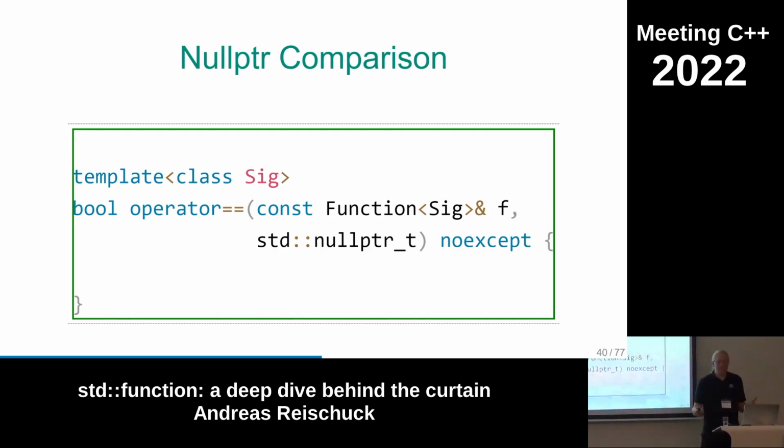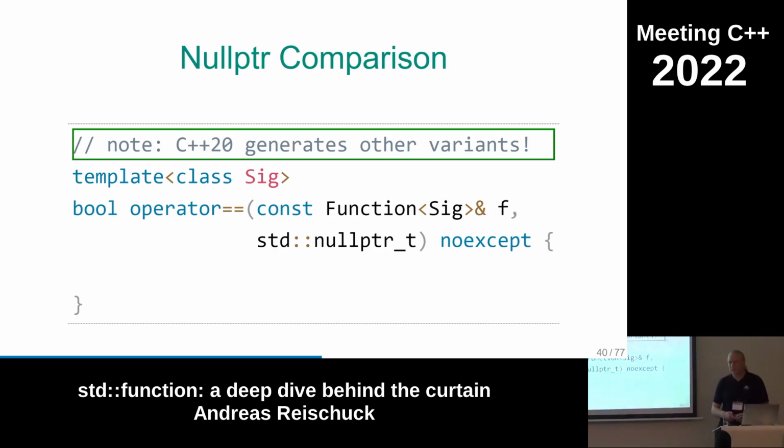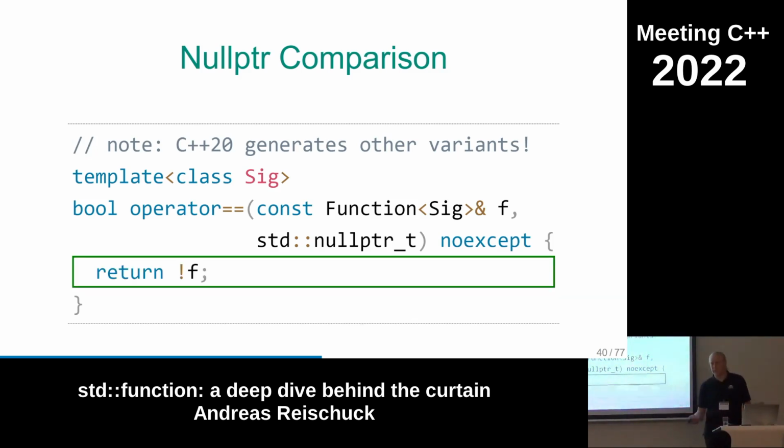Normally you would have to write more combinations of that. You can compare a null pointer on the left and a function object on the right, and also the other way around. But we don't have to do that, because in C++20, if we implement just one of them, all the remaining parts are implemented by the compiler for us. That's also the reason why we would use a free comparison operator here. The implementation is also kind of easy. You just have to check whether the bool operator evaluates to true or not.